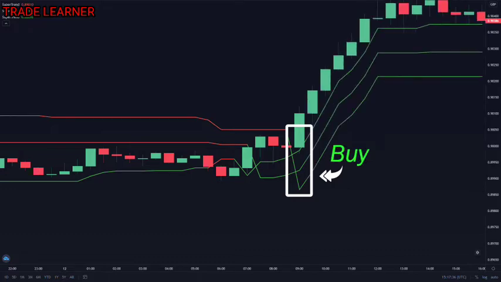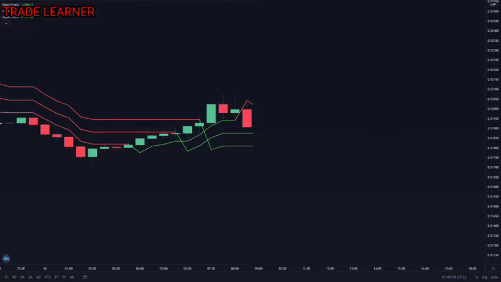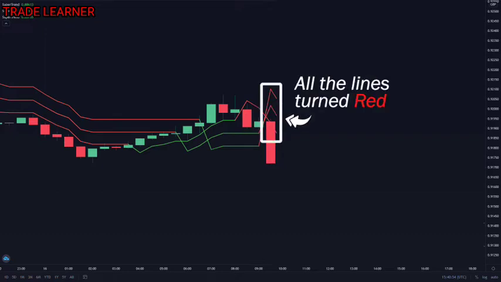Let's look at another example. In this chart, we can see that the top line turned red, but the other 2 lines are still green. So you don't want to take any positions yet. Next, you can see all the lines are now colored red. So this is where you want to take a sell position.